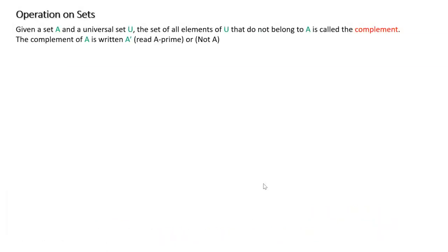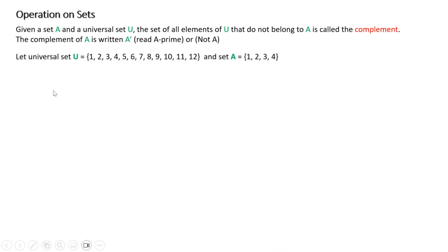Now, these are called operations on sets. Say you're given a set A and a universal set U. The set of elements of U that do not belong in A is called the complement of A. The complement of A is written in the form A prime. Or you can say not A. Let me show an example here. The universal set, which are all the numbers being considered, they go from 1 to 12. And set A, which are the numbers from 1 to 4.